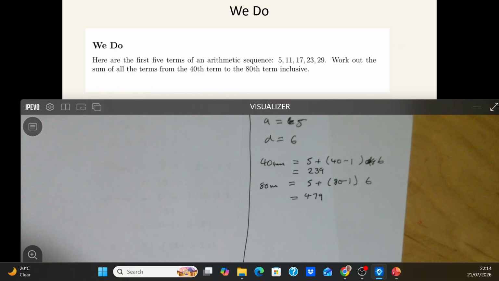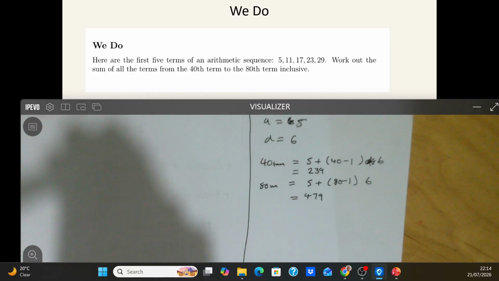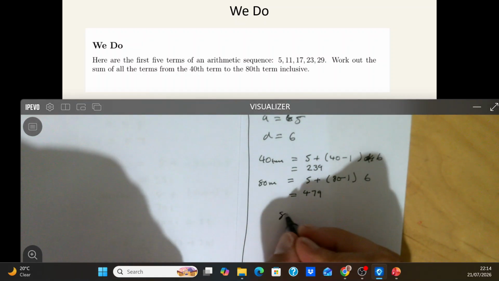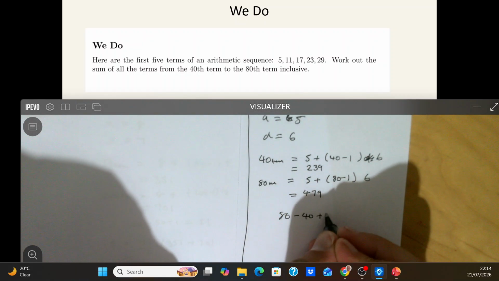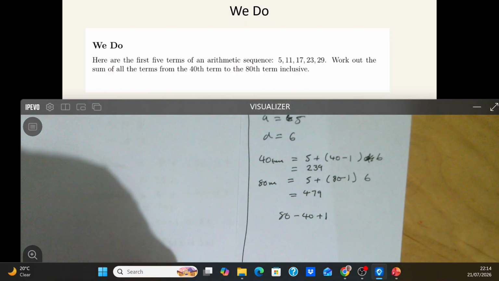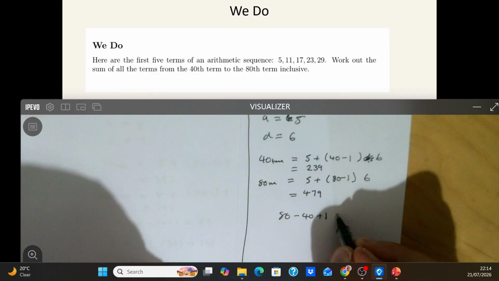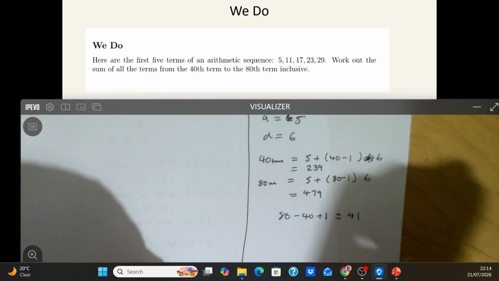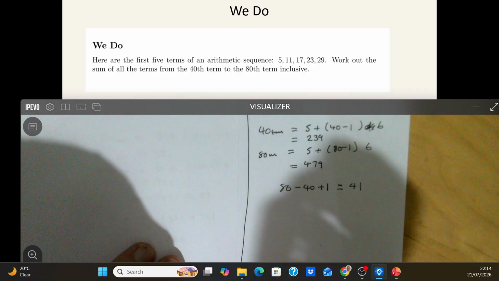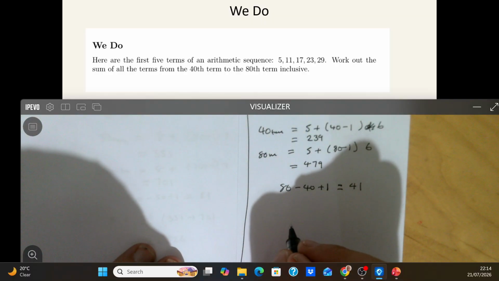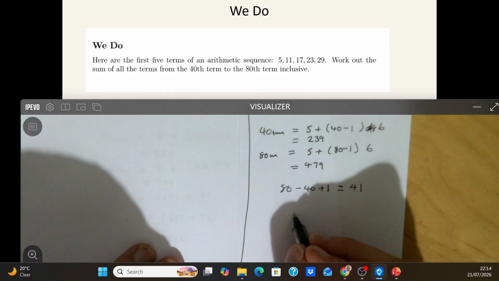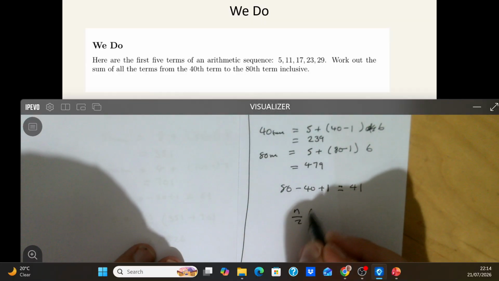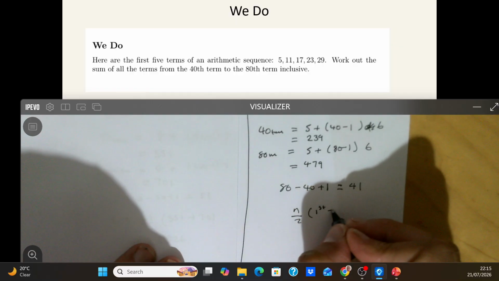To work out the number of terms, the number of terms must be 80 take 40 plus the 1. Hopefully you've got that, which gives you 41. What's the formula for the sum of a sequence? Well, you should have the number of terms divided by 2, times the first plus the last.